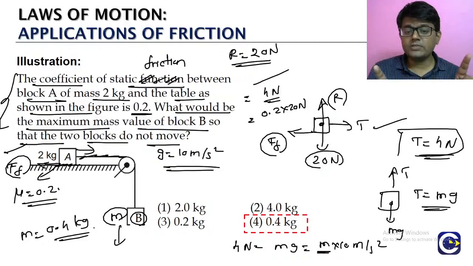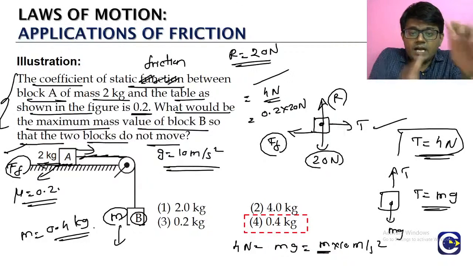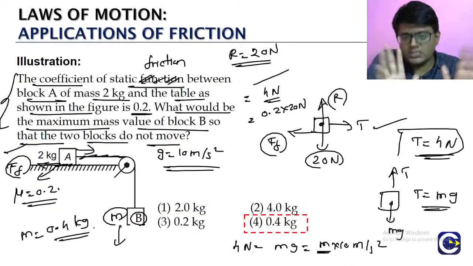So what is the condition we are using here? When this side we have the maximum weight, block A will be held at rest by the highest value of friction, that is the limiting value. That is the concept we are using. That's it.